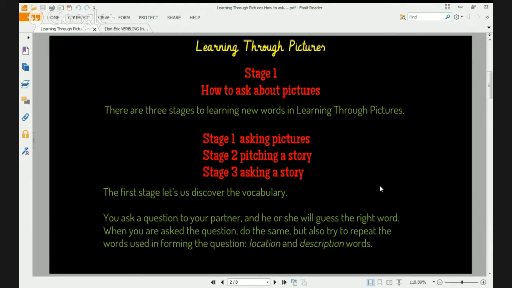We'll start with getting the vocabulary, which we do through asking pictures. The first stage lets us discover the vocabulary. You ask a question to your partner. He or she will guess the right word. When you are asked a question, do the same, but also try to repeat the words used in forming the question. That means location and descriptive words.